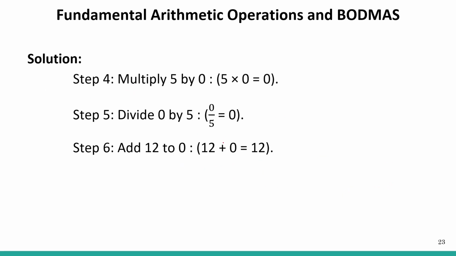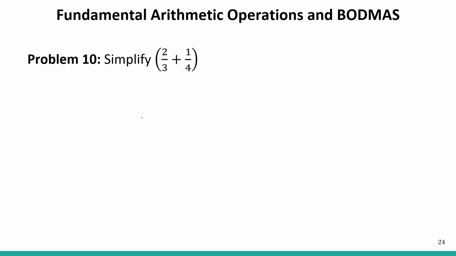So 0 is the answer. So let's see problem number 10. What we are asked to do is simplify 2 by 3 plus 1 by 4. So what we need to do first is write down the rule.